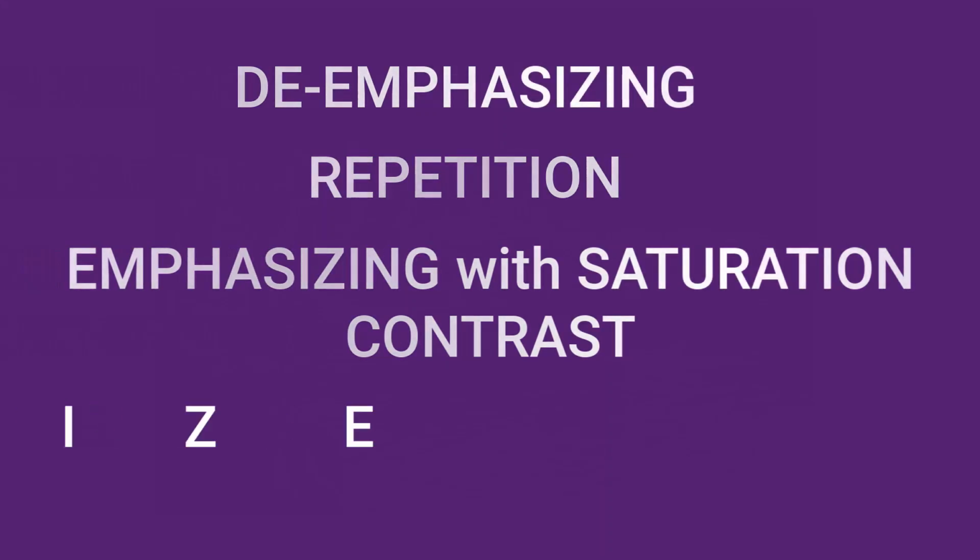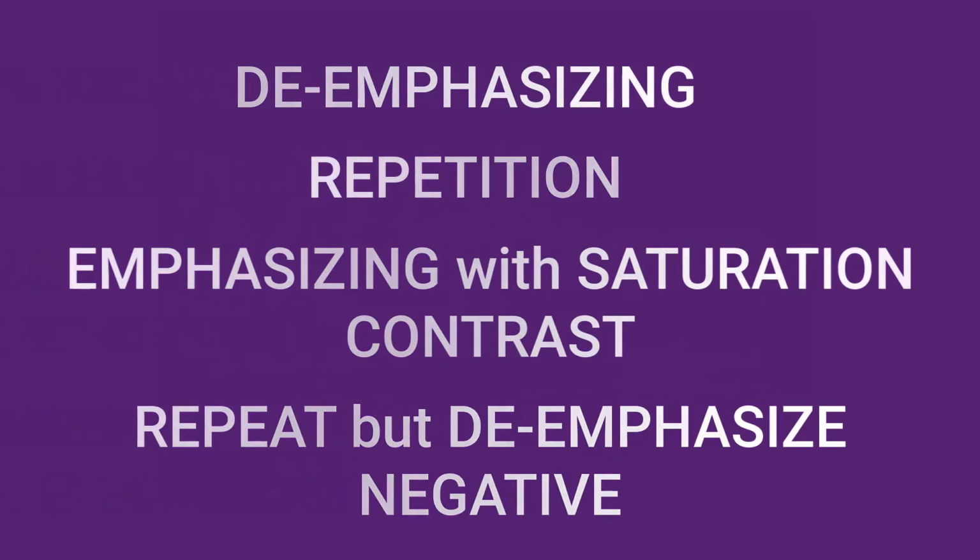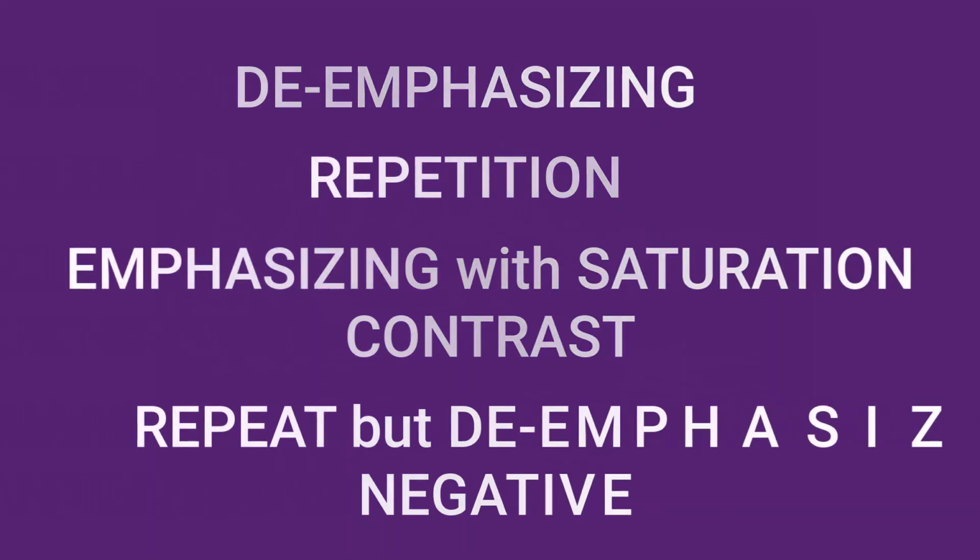And it might be necessary to repeat some element within the negative area, but to de-emphasize the negative. Find things to repeat, repeating direction or repeating color. We find the potential there, and then we make it work.